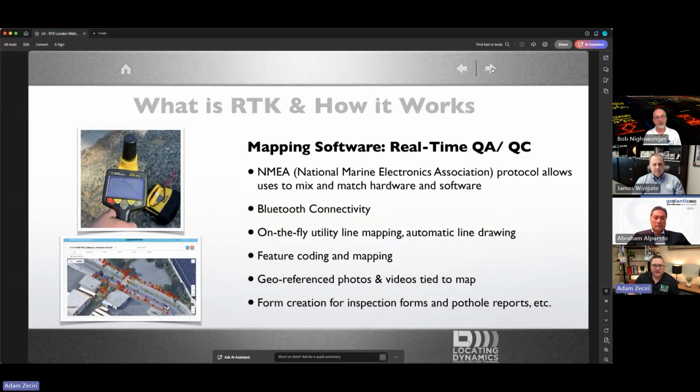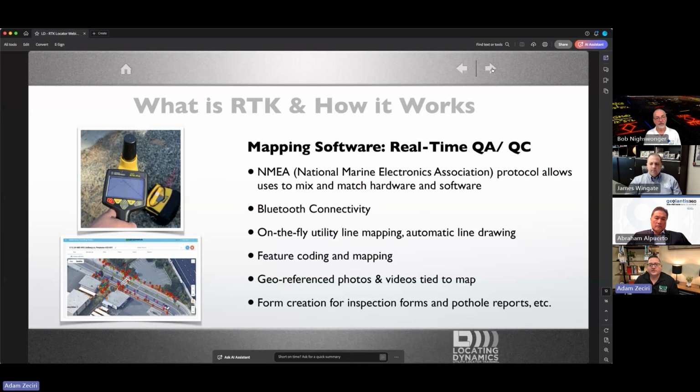So I mentioned the real-time QA/QC component. This is pretty nice. You can actually double check your work on the fly, since the data can be uploaded either to a secondary device like an Android phone, an iPhone, iPad, excuse me, Samsung Galaxy Tab, or it can be viewed directly on the device.